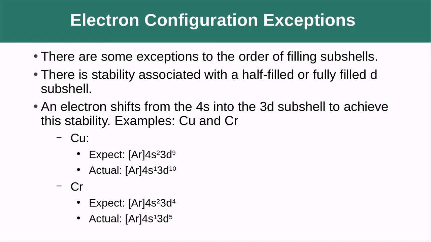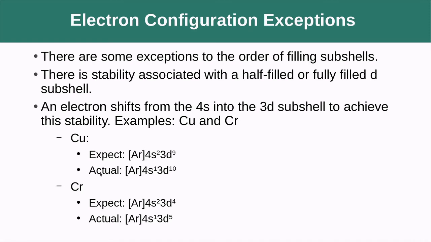Okay, here's where we're really getting into the exceptions though. There are some exceptions to the order of filling subshells. There is stability associated with half-filled or fully filled d subshells. An electron shifts from the 4s into the 3d subshell to achieve this stability. And here are some of our examples here.